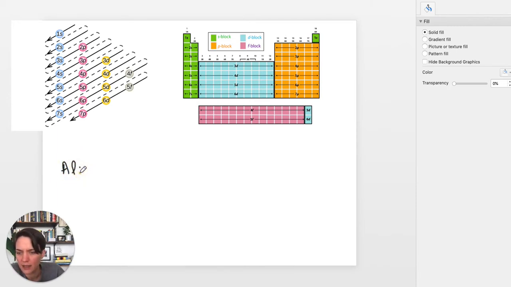So when you're writing the electron configuration of aluminum, the first thing that you want to do is just look and find it on the periodic table. And I can see that it is in row 3 of the periodic table. In order to be in row 3, all of those other electrons and protons have to be filled in, right? So we have to show the electrons filling into these lower energy shells first.